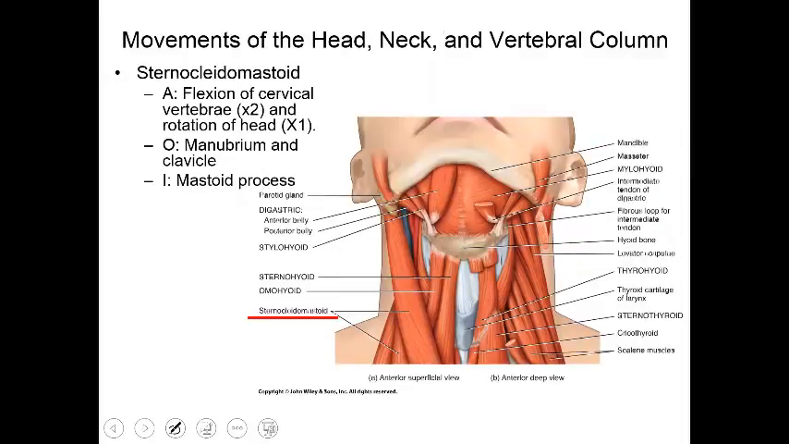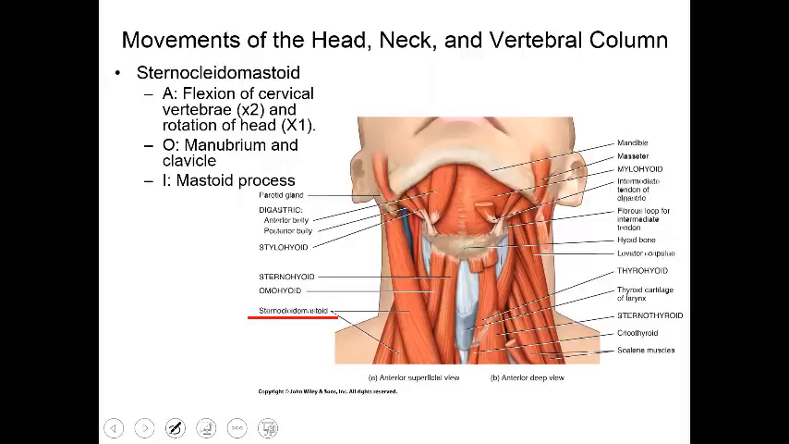So we've gone over the movements of the face, we've gone over muscles that help you make certain facial expressions, the muscles that help mastication. Now we're going to look at muscles that help you move your head, neck, and the cervical region of the vertebral column. Now one of the major muscles of the neck is the sternocleidomastoid muscle. Look at the term sternocleidomastoid. Sterno is for sternum, cleido for clavicle, and mastoid is for the mastoid process of the temporal bone.